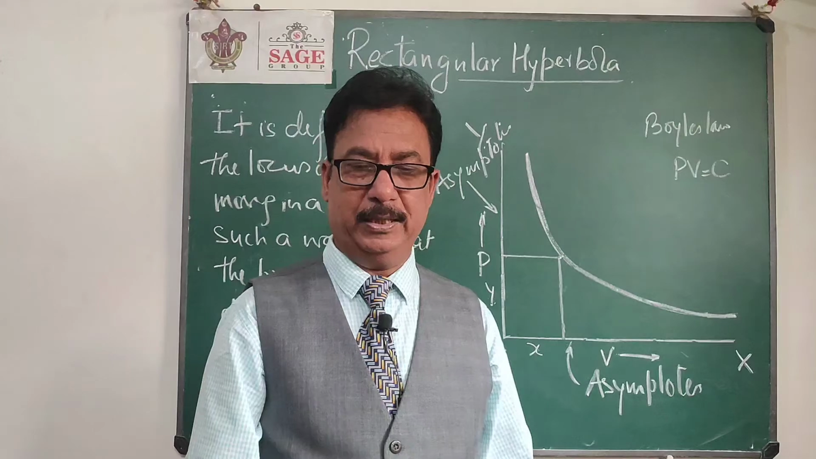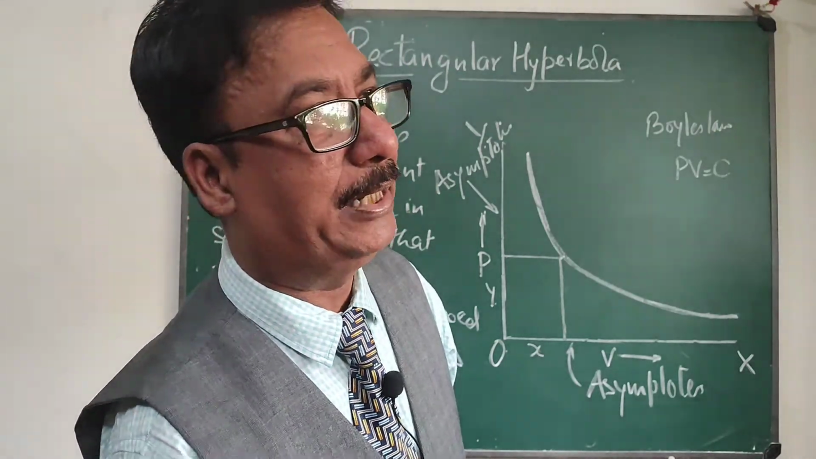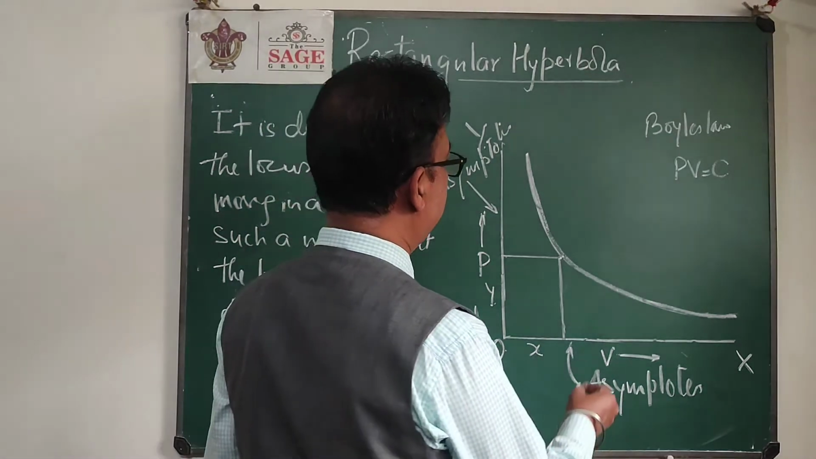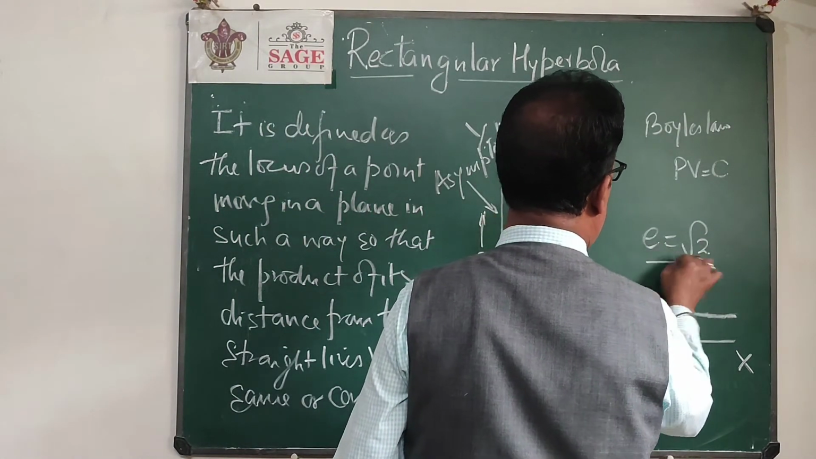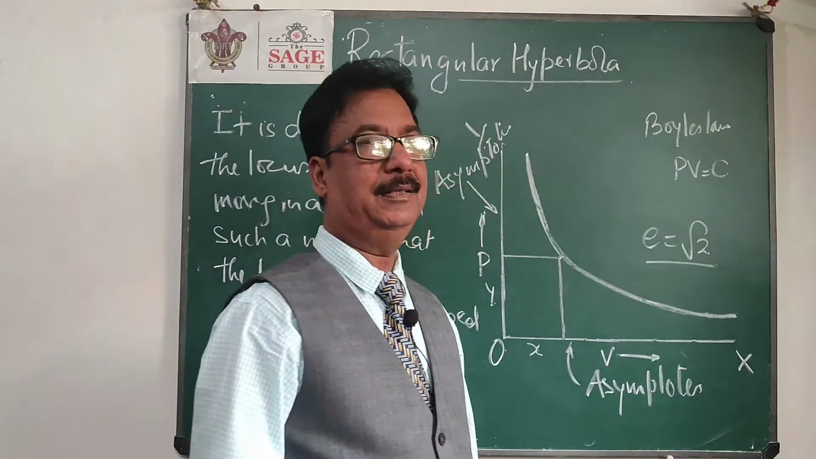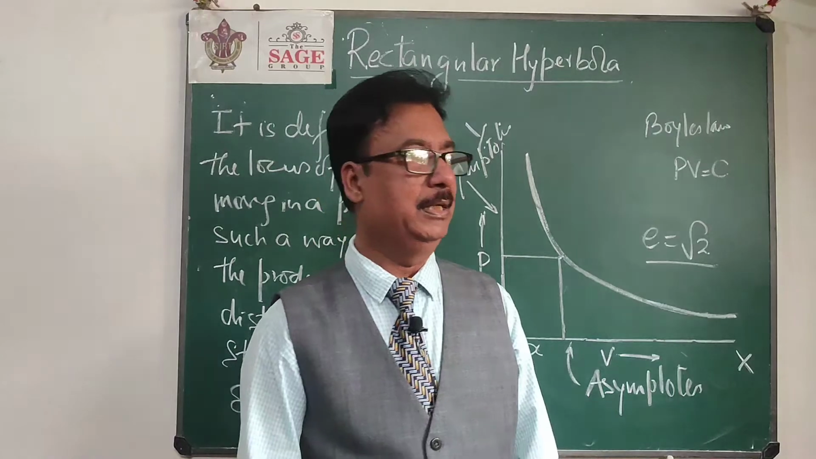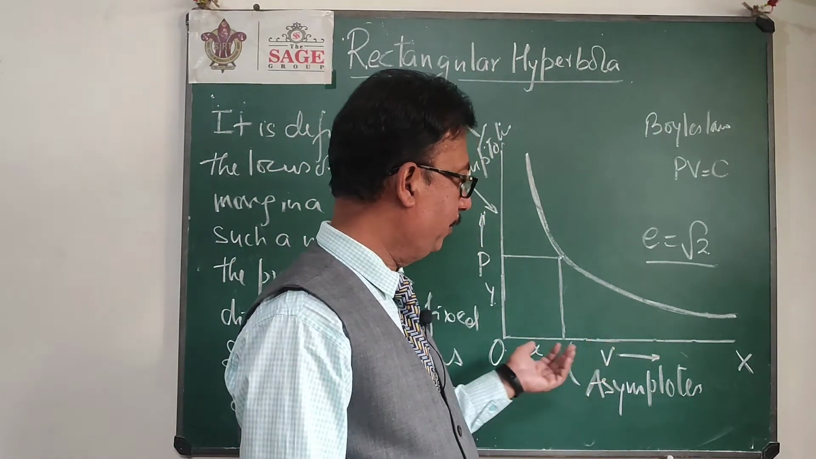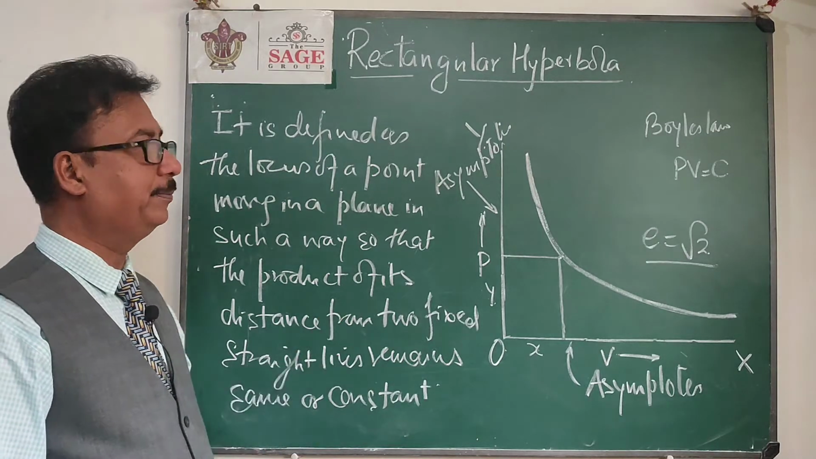As you already know, when I cut a cone parallel to the axis, I can get the rectangular hyperbola. And for this rectangular hyperbola, the eccentricity will be equal to √2. In the next class, I will take some problems on rectangular hyperbola with dimensions, and we will use the method to plot this curve. But this is the basic concept of this curve.